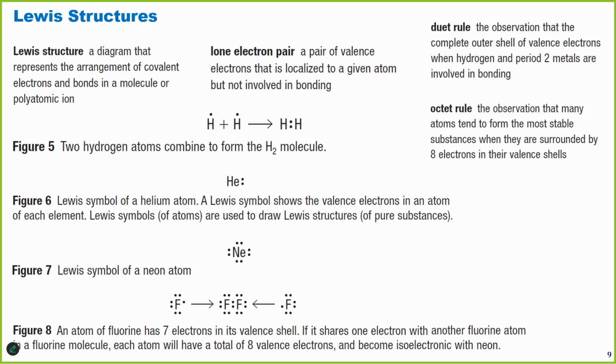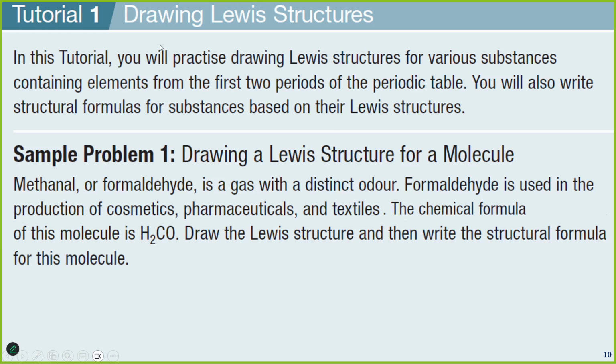Okay, if you don't have any questions, next let's have a look at a tutorial and a sample problem drawing Lewis structures. So in this tutorial, we will practice drawing Lewis structures for various substances containing elements from the first 2 periods of the periodic table. We will also write structural formulas for substances based on their Lewis structures. So consider sample problem 1 here.